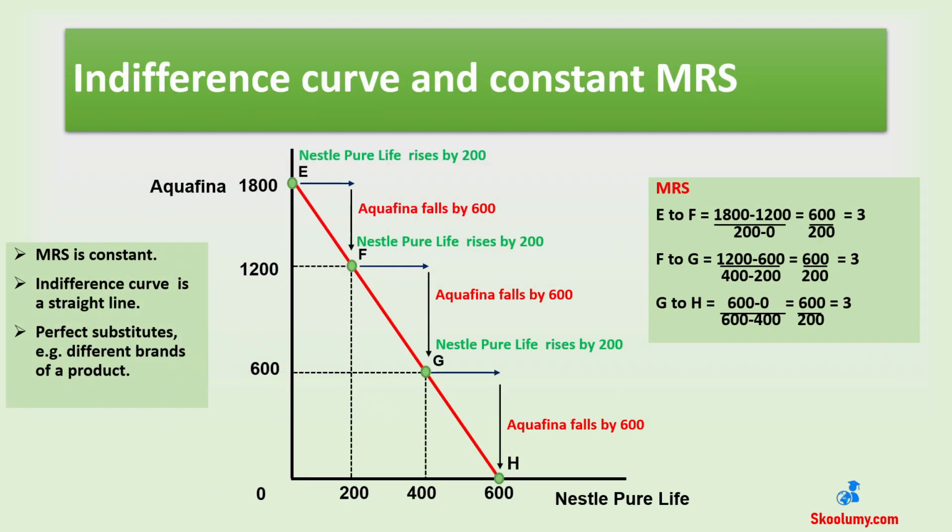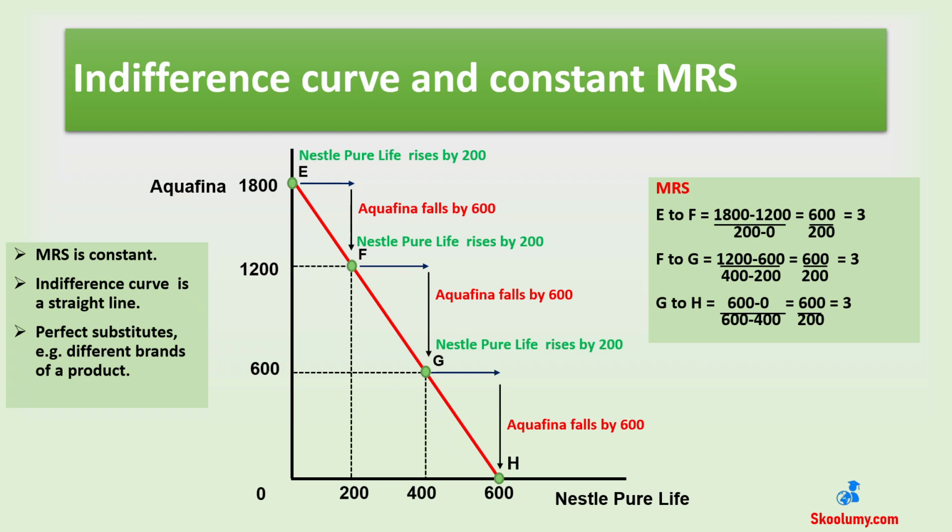Indifference curve and constant MRS. If the indifference curve is a straight line, the marginal rate of substitution is constant. From one point to the other on the indifference curve, the opportunity cost is 3 units of Aquafina for every extra unit of Nestlé Pure Life consumed.